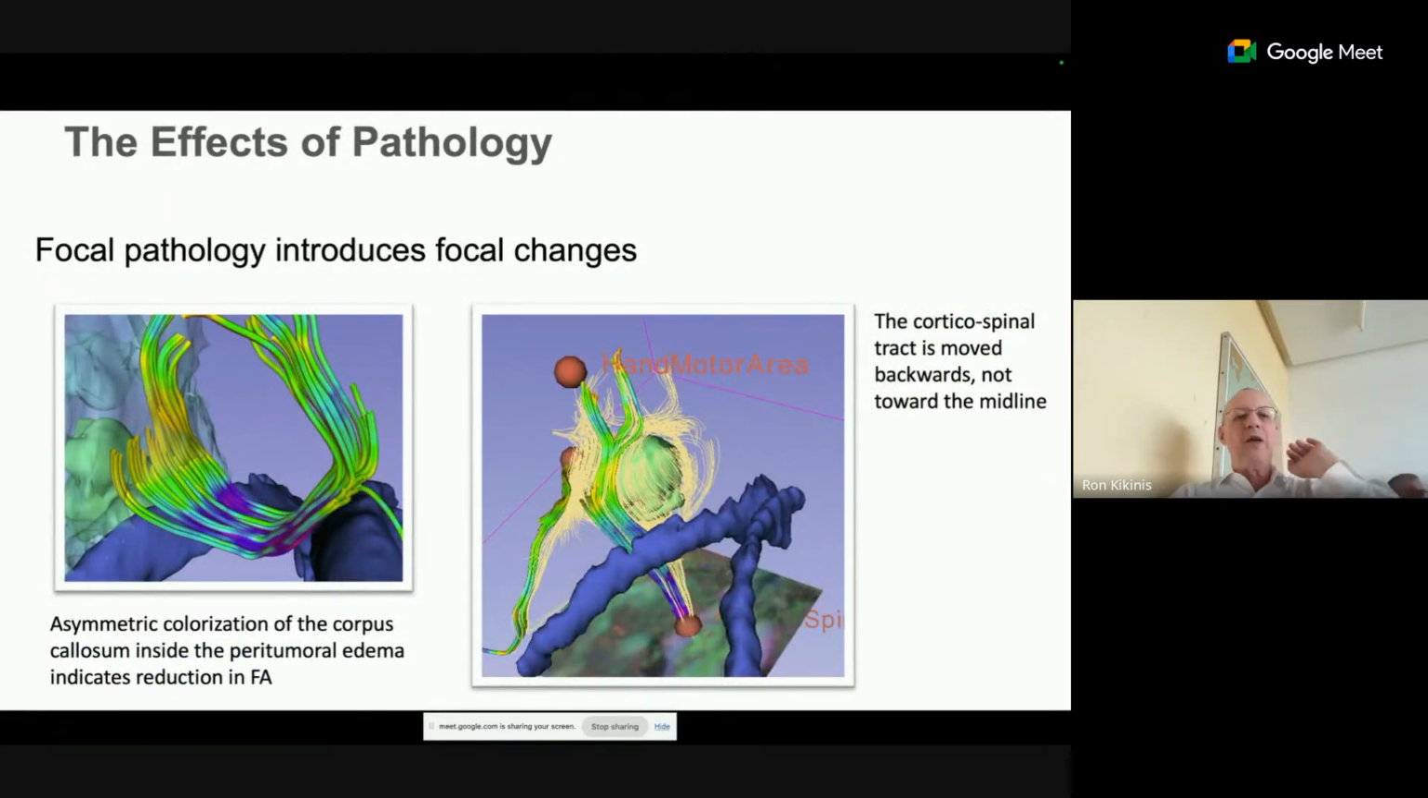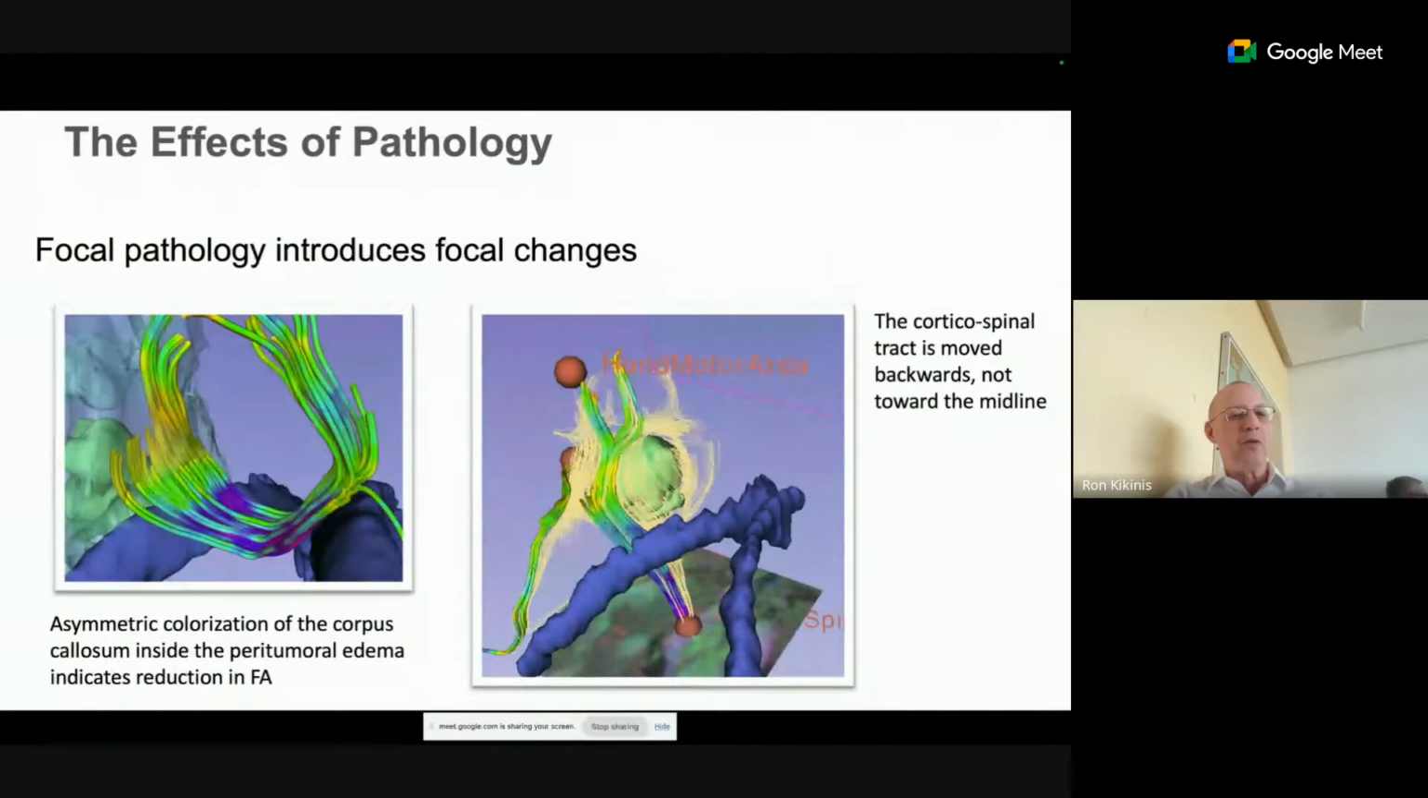When we deal with patients as opposed to healthy subjects, we deal with pathology. You have tumors, you have infarcts, you have all kinds of pathology which distort normal anatomy. And those distortions are important to capture and understand in planning and executing treatment of the patients.